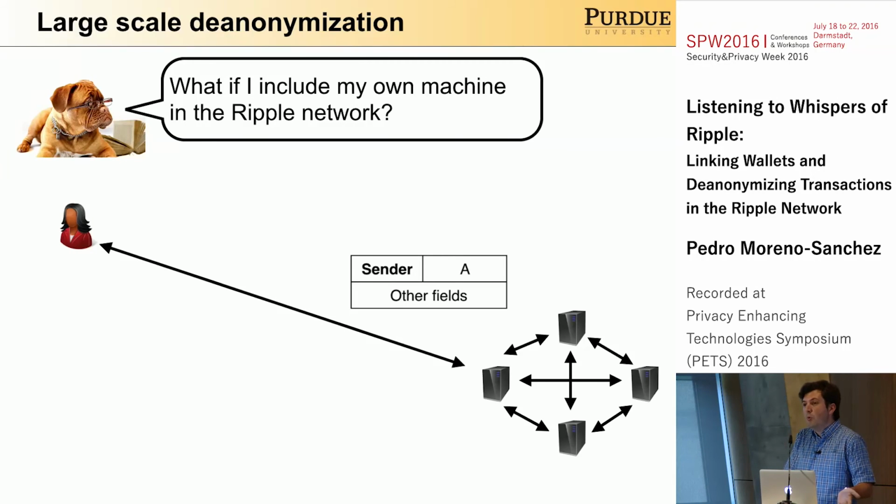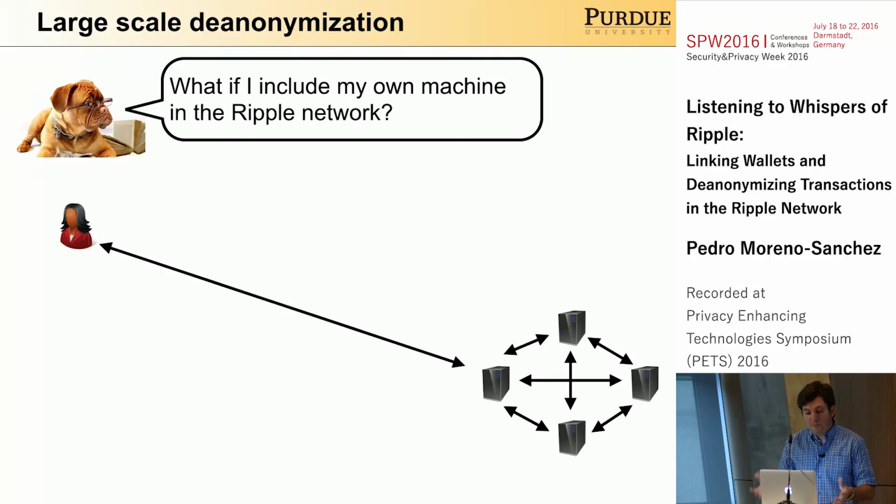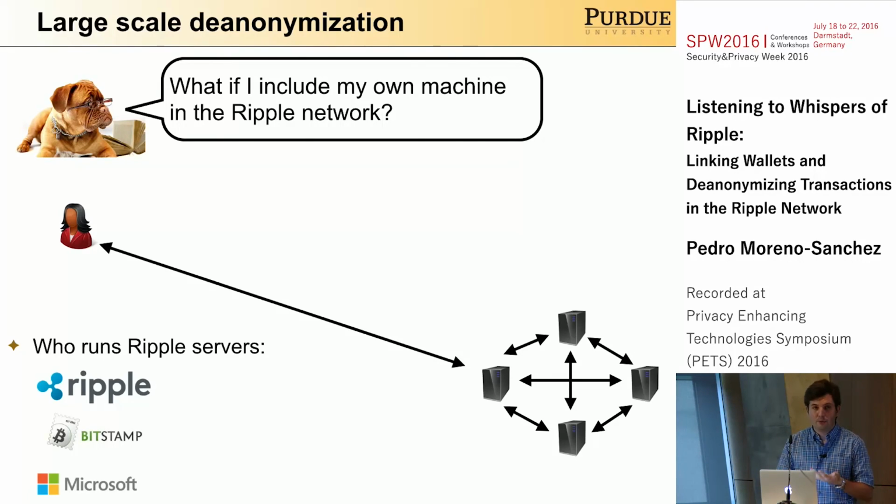The question now is: who runs those servers? Who is able to perform this de-anonymization attack? Well, the Ripple company is actually running some of those servers, but they are not the only ones. Some of the gateways, like Bitstamp, are also running some of these Ripple servers. And even companies like Microsoft have given part of their computation power to run one or two of these servers.